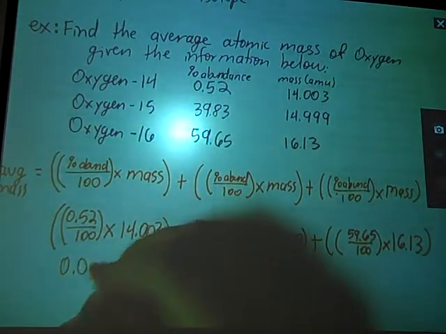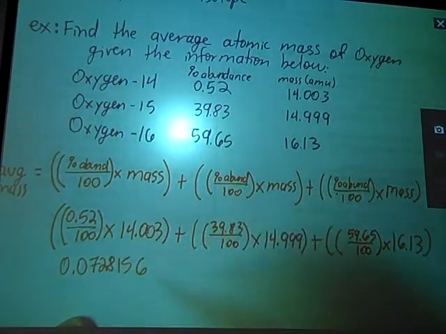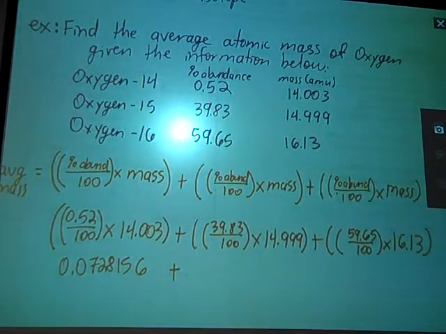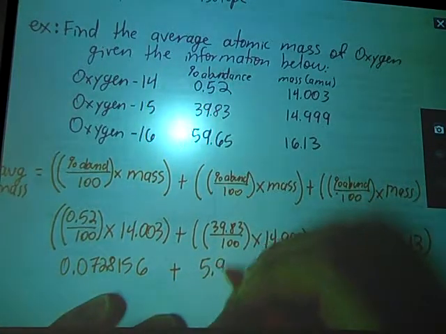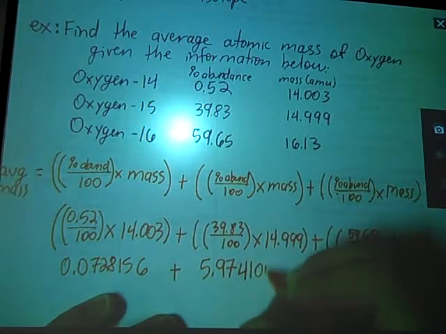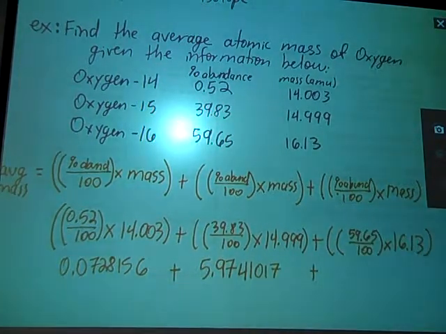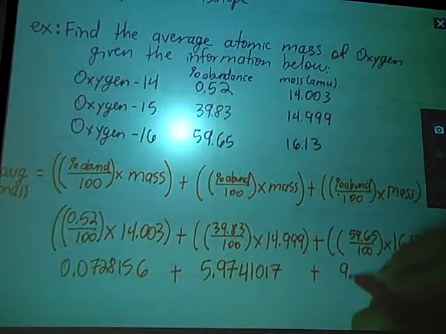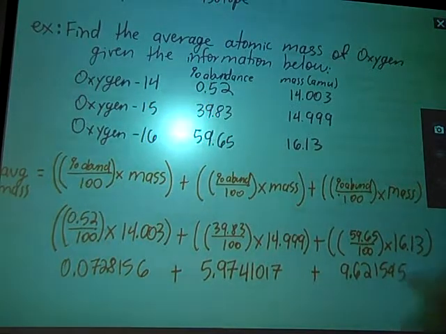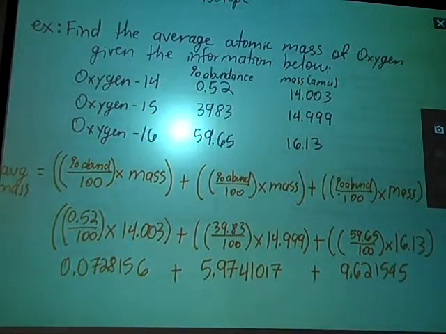So my first term, I get that, plus, let's see, my next term, 39.83 divided by 100 times 14.999. 5.974117. And if you're doing it this piecemeal method, you need to make extra special sure that you're carrying out your decimal places really as far as you can stand it. Because every time you round, you introduce a little bit of error into your calculation.